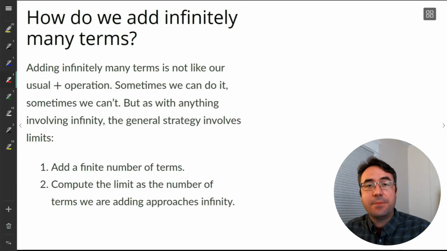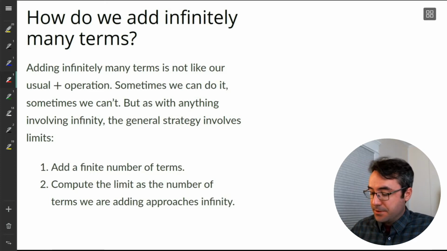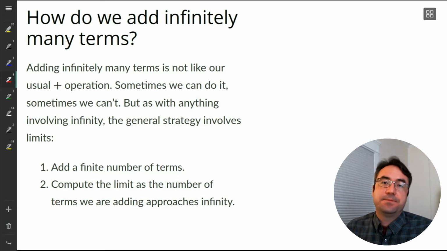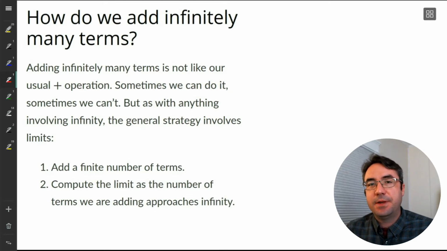All right. So we need to talk about how we are actually going to do it then. We know adding up an infinite amount of terms is going to be tricky, and that last example shows it doesn't really behave like our usual addition operation. There's something fundamentally different here. Sometimes we can add up infinitely many terms, but sometimes we can't. And the strategy we're going to use, and we're going to see this next time in more detail, is going to involve limits.